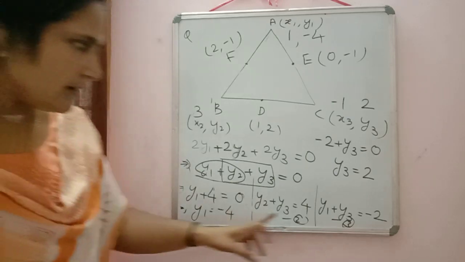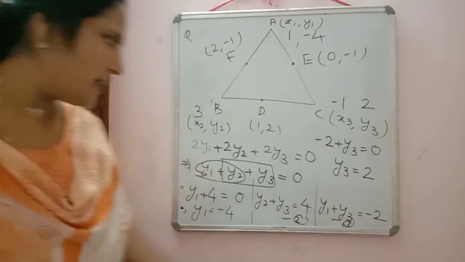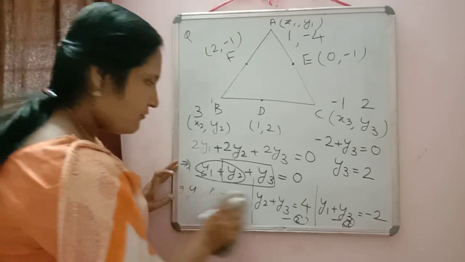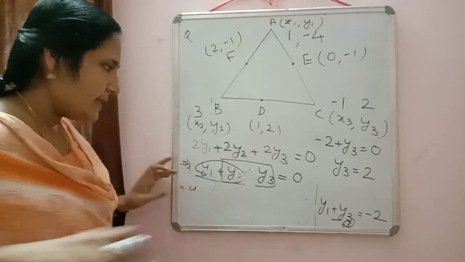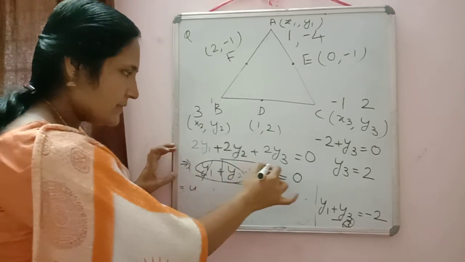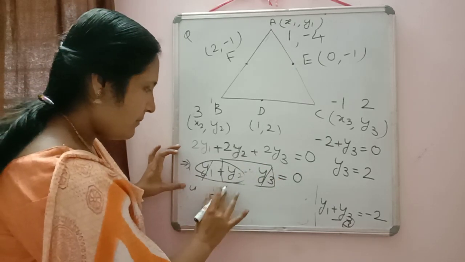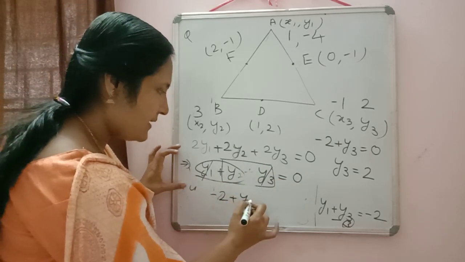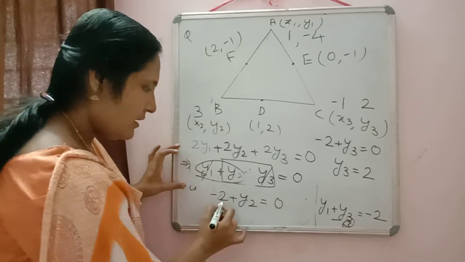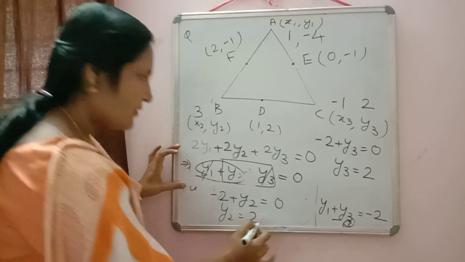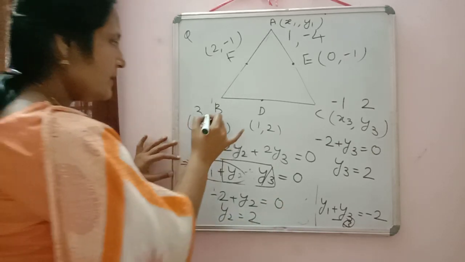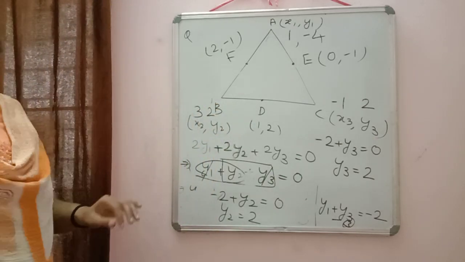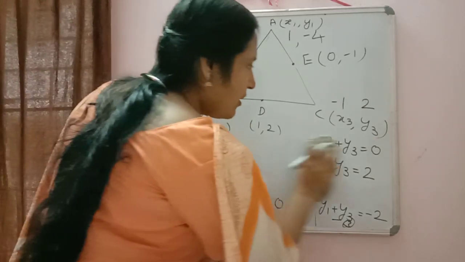Now the third one, y1 plus y3 is equal to minus 2. So minus 2 plus y2 is equal to 0. This will give you y2 is equal to 2. So we are getting y2 is equal to 2. So we got the value of all the vertices.